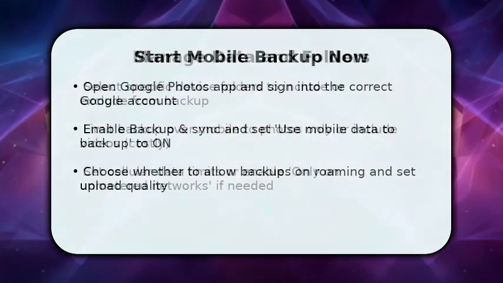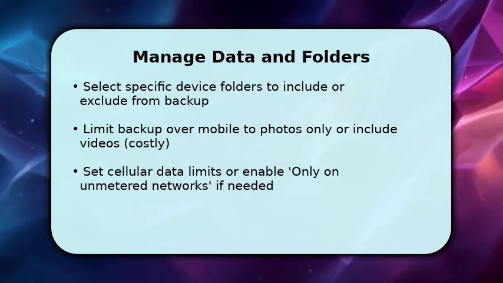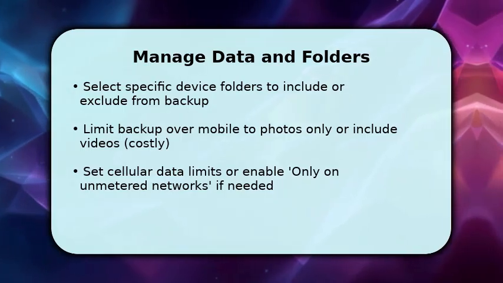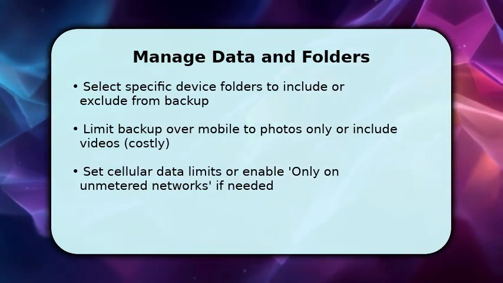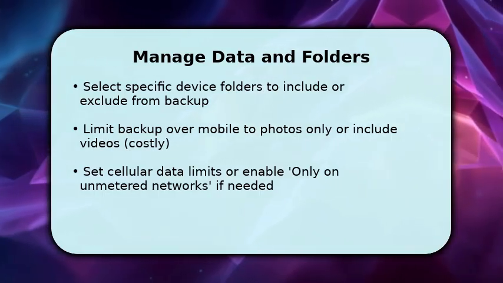Once backup is turned on, refine what moves over mobile data. Tap Backup Device folders and toggle only the folders you want: screenshots, WhatsApp, camera. Make sure to decide about videos because they consume far more data. Include them only if you accept the cost.